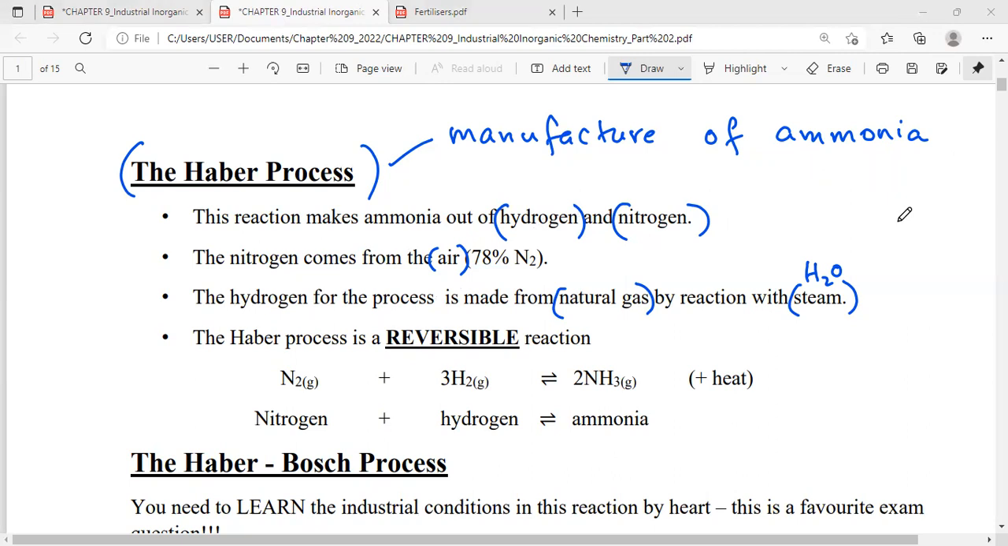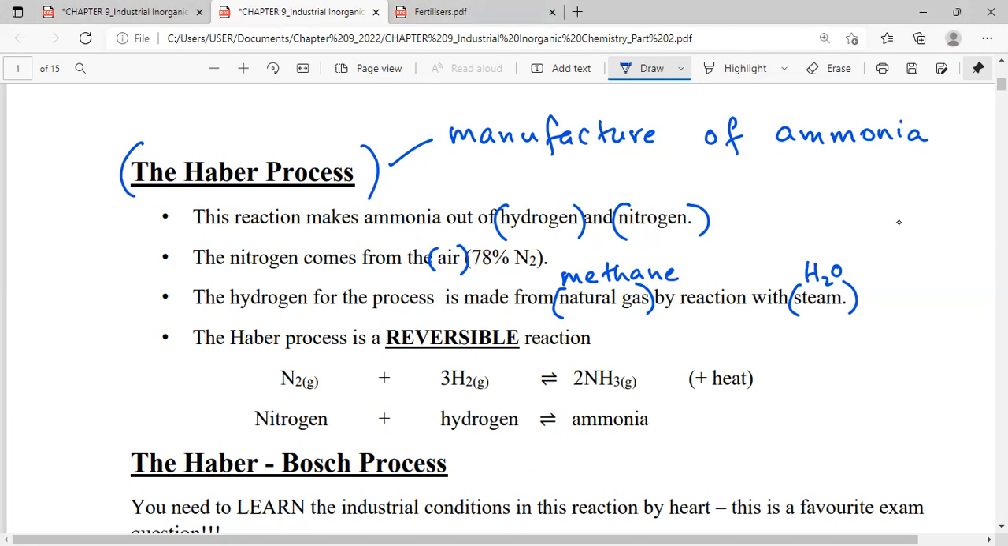Now, natural gas is an example of a fossil fuel. Examples of fossil fuels are natural gas, then coal, and also crude oil or petroleum. And natural gas is mainly methane. So natural gas is mainly methane gas, and when it is reacted with steam, you get hydrogen. So the nitrogen comes from the air, the hydrogen comes by reacting methane with steam.